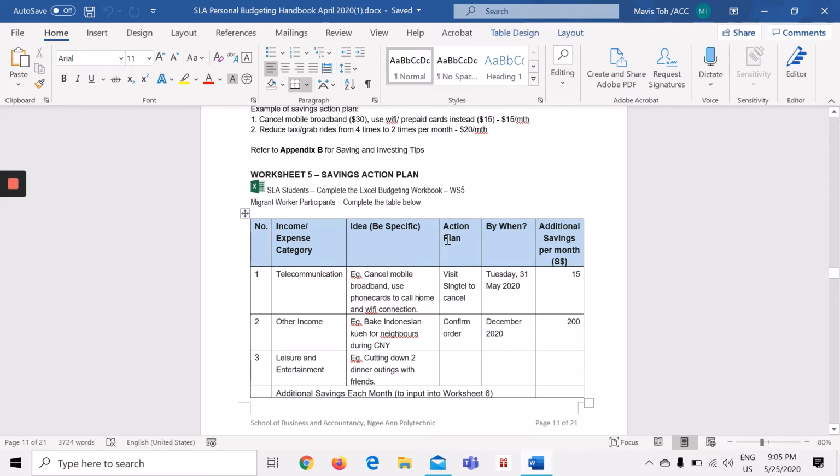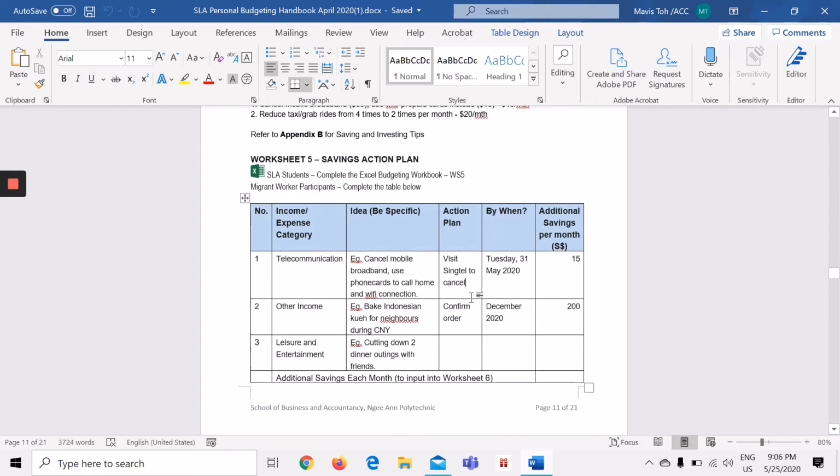And then this action plan column, you will state what you will actually do to achieve this idea. The example states that they want to cancel mobile broadband and use the Wi-Fi instead. So the action will be to visit Singtel or StarHub, whichever you bought your cards from. Then you will go to that center to cancel the subscription. In this column, by when, it will show you when you should achieve this action plan. In this example, it states 31st May, so you will actually go to Singtel and cancel the subscription by then.